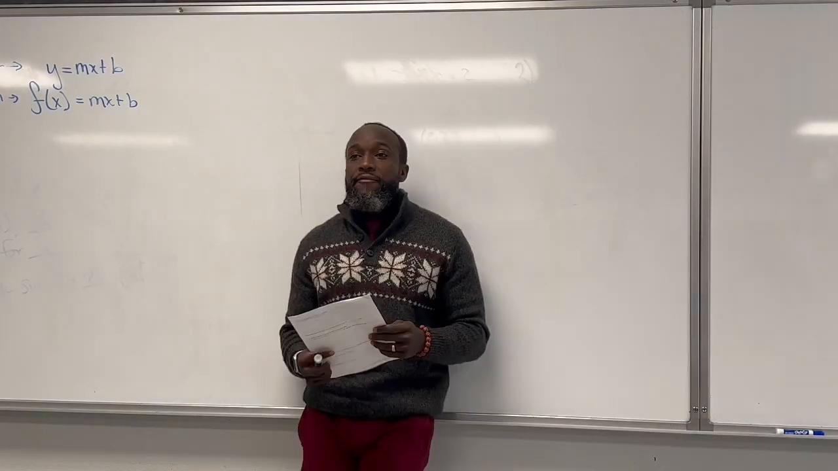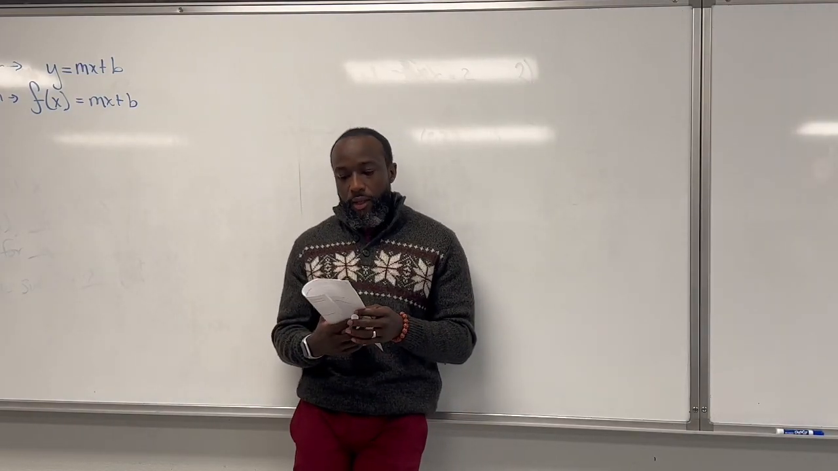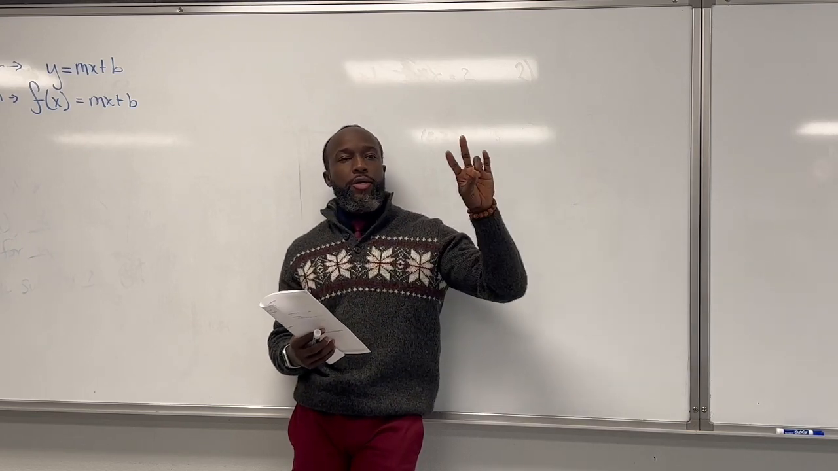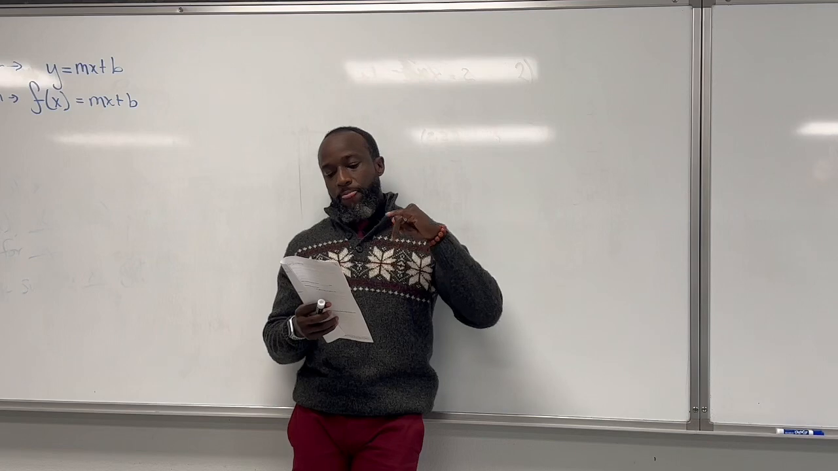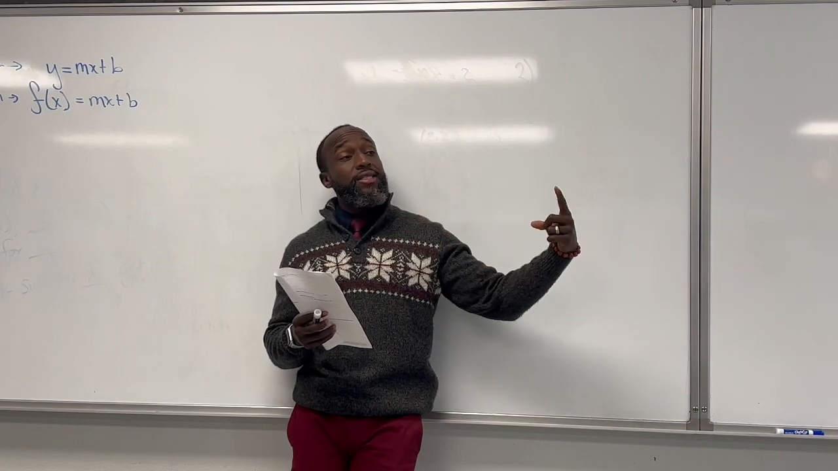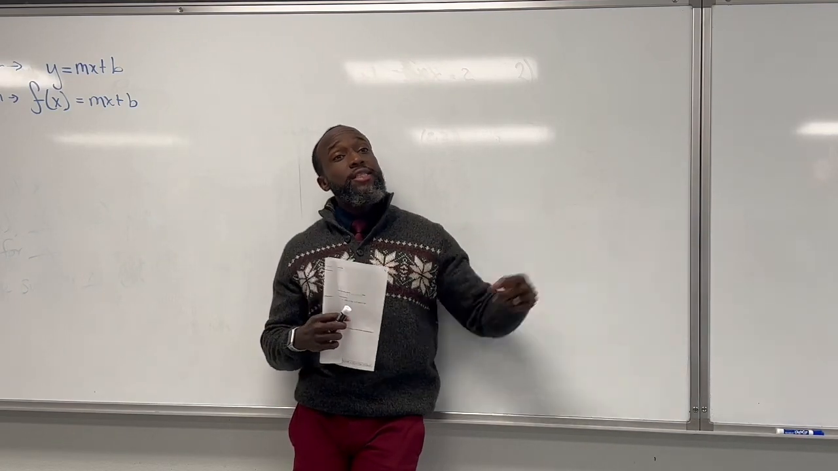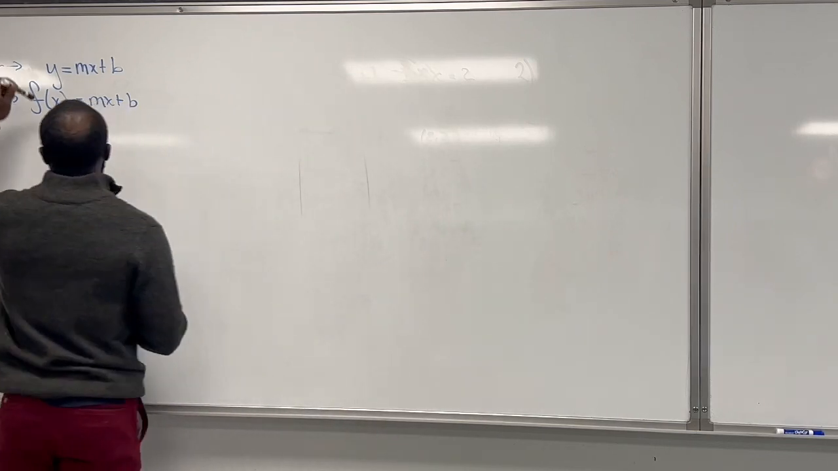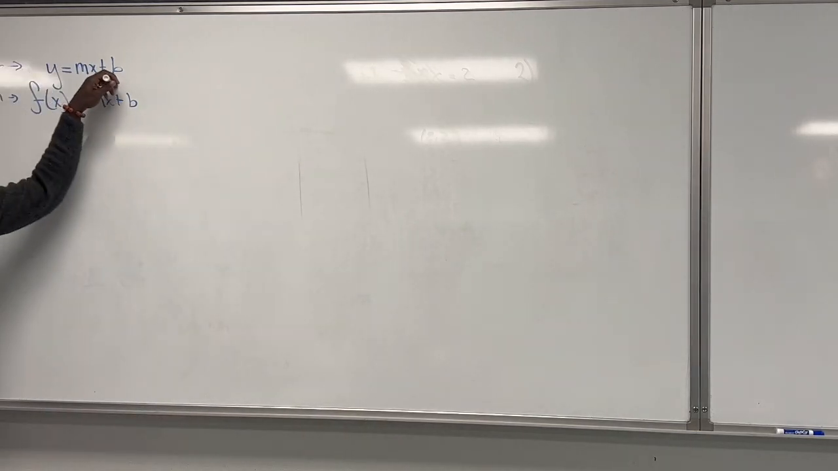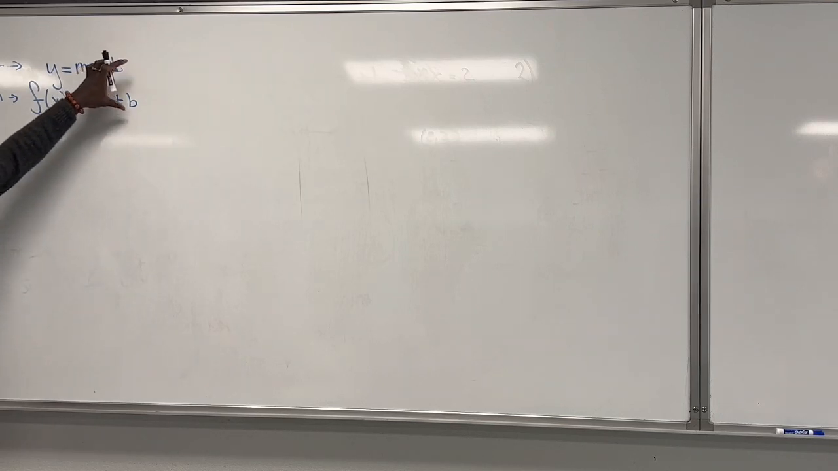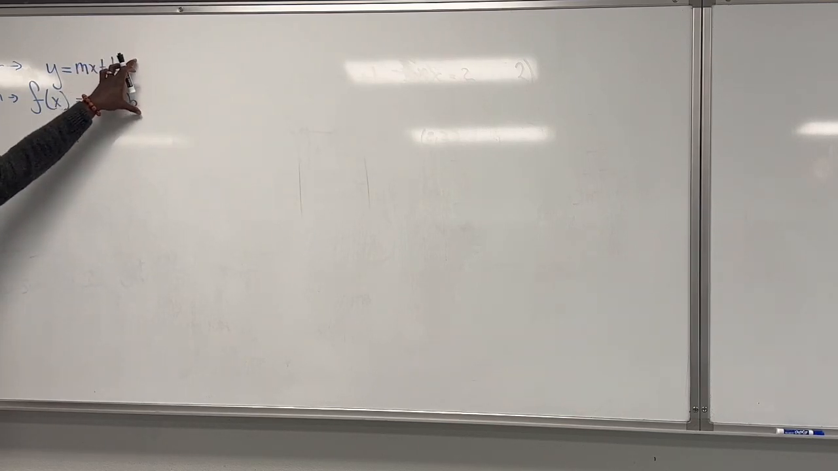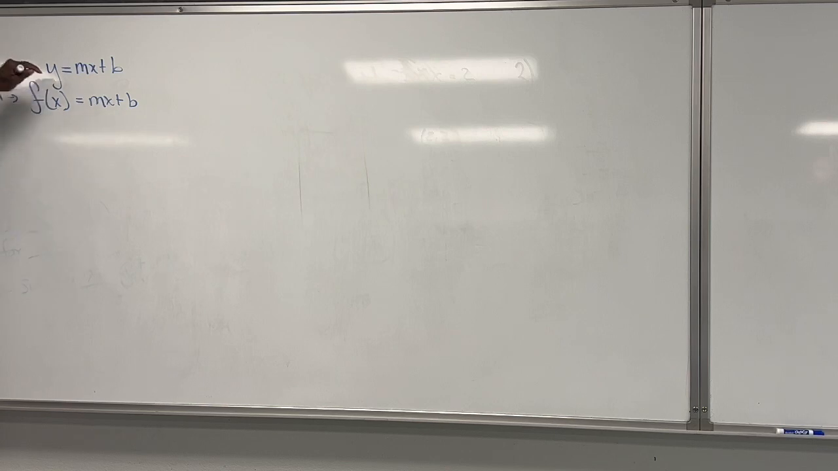Let me double check. Function notation. There are two examples that we're going to discuss and juxtapose together: equation notation and function notation. Equation notation looks like this: y equals mx plus b. These two are both slope-intercept equations. So equation notation is y equals.